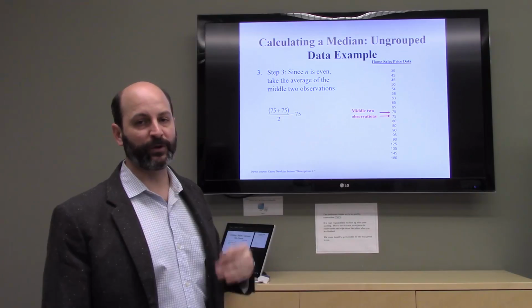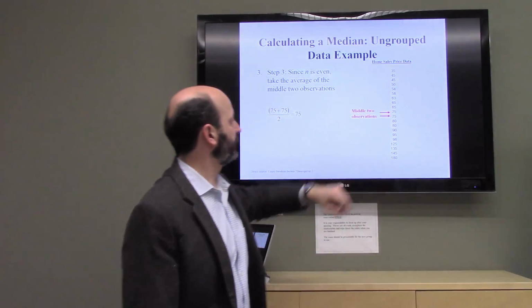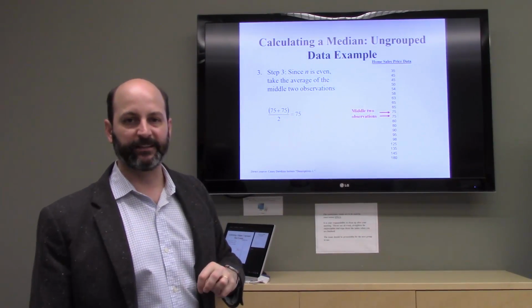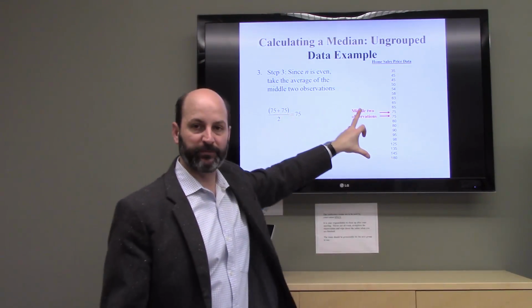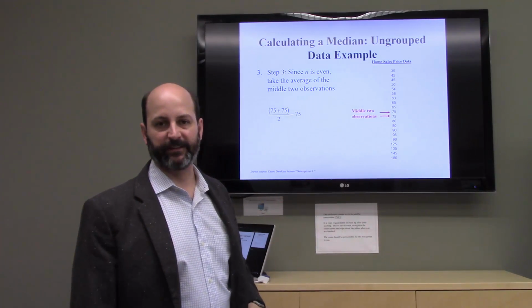Since the total number is even, it's 20, then we'll take the 2 middle observations and we add them together, we divide them by 2, and that tells us exactly what the median for this range of data would be. Okay? It would be 75 in this case.